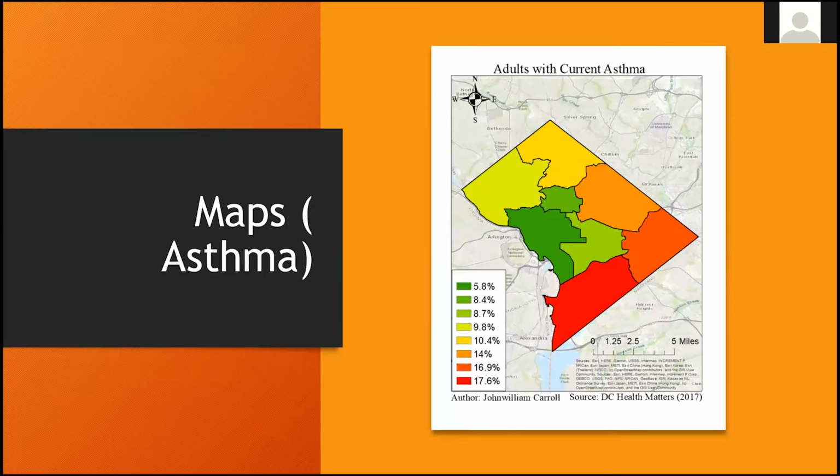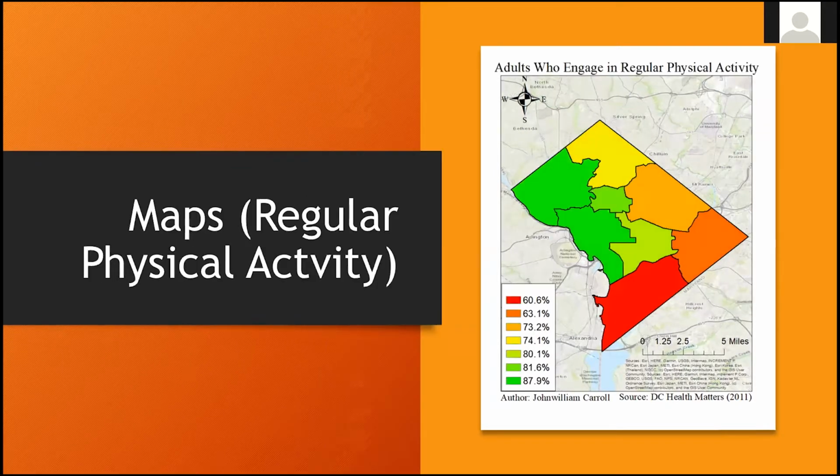Current asthma still followed the trend. Wards 5, 7, and 8 had the highest percentage of adults with current asthma, according to DC Health Matters in 2017. Regular physical activity was also one of the metrics where Wards 5, 7, and 8 were actually the lowest among those who engage in regular physical activity, be it exercise or physically strenuous work.